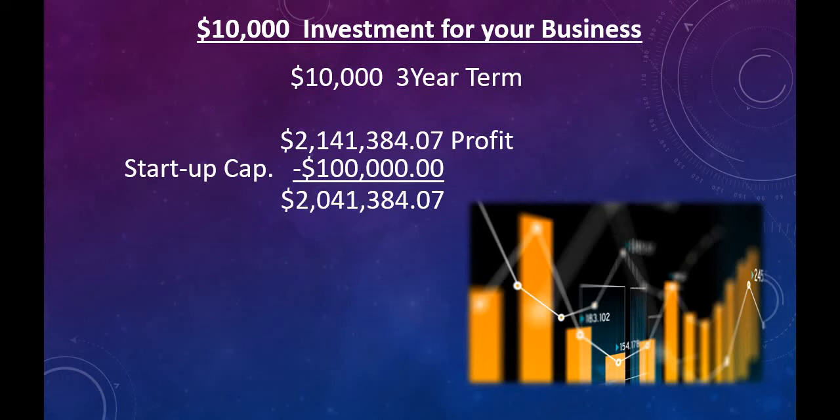Now, it's going to be very tempting to go buy something very lavish, but I'm going to challenge you to take this $2 million and put it to work for you. Let's see what it looks like to put the $2 million, $41,384.07 to work for you. Okay, let's see what that looks like.